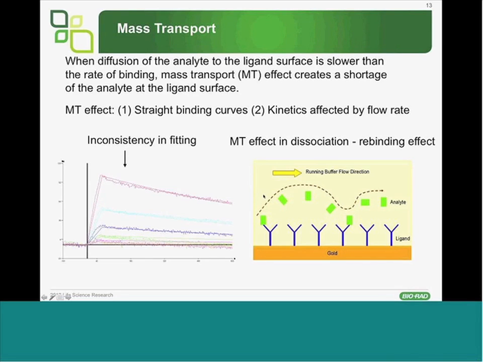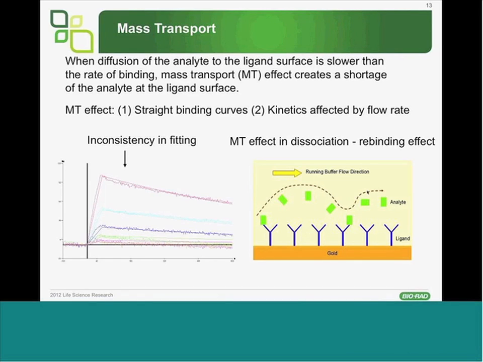What mass transport means is that the analyte should be at the same concentration along the whole layer. So we have the gold layer, and on top of the gold layer we have the ligand bound. And we want to have the same analyte concentration as in the running buffer also in the layer. If the analyte concentration is not the same, then we have a problem of mass transport, because then the analyte concentration that the ligand sees is actually too low. And this is something that we don't want.